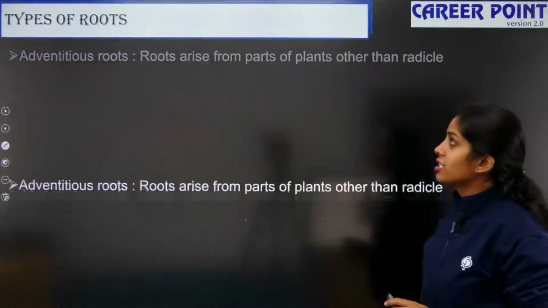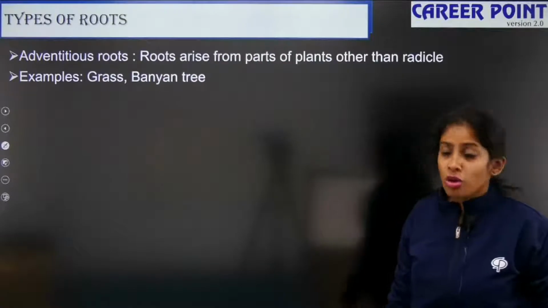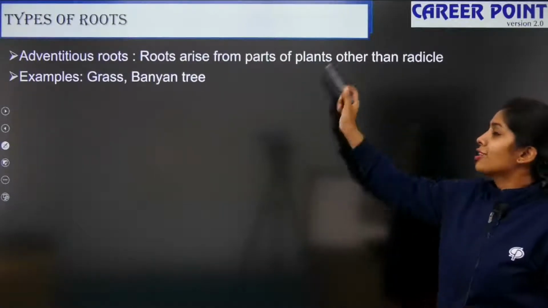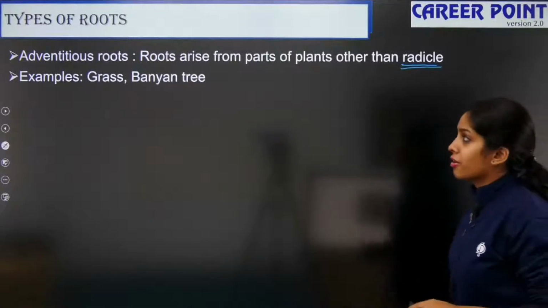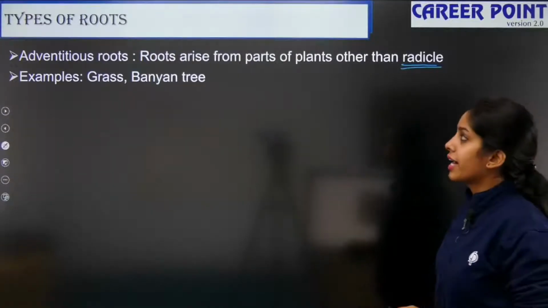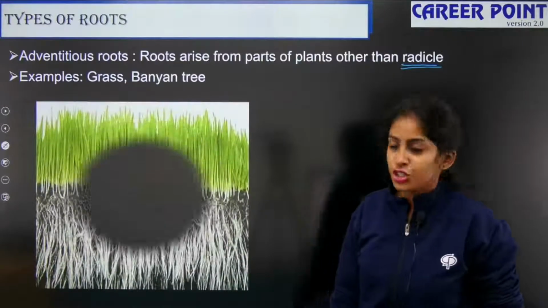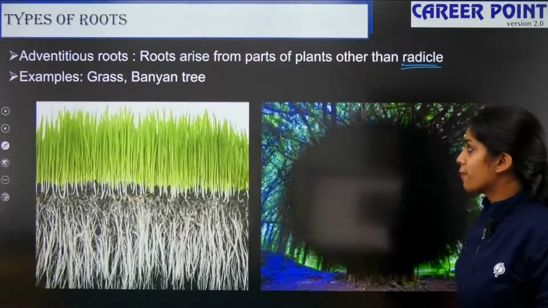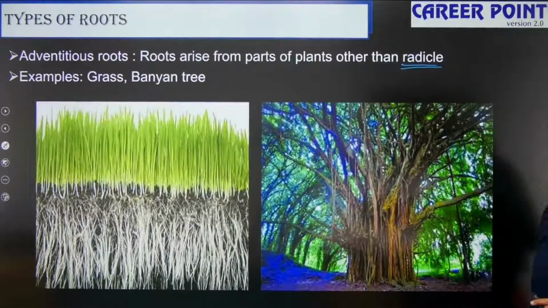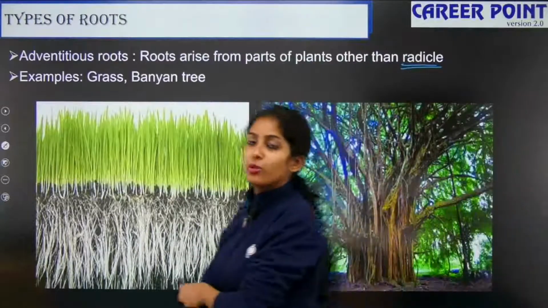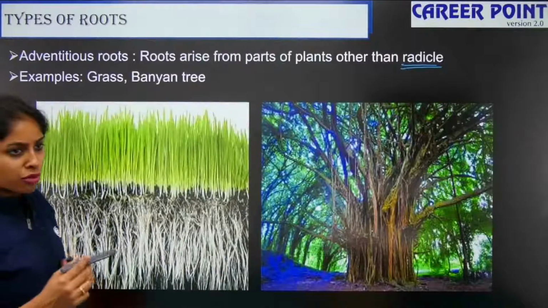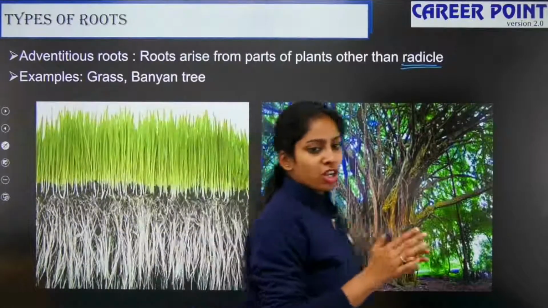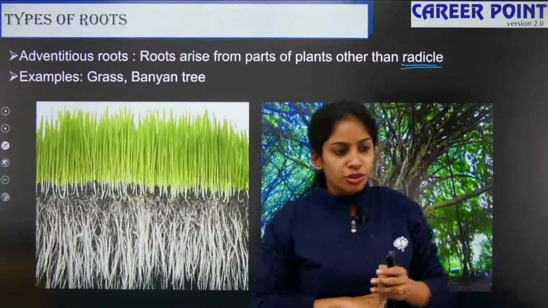Fine. So the last type of root is your adventitious root. These roots arise from the parts of the plant other than the radicle. So examples are your grass and your banyan tree. They are the examples of your adventitious root. So these are the three types of root that I want to talk to you about. Okay. So this is the first point you will remember in case of your roots. Clear? Yes. So shall I move forward? Shall we talk about the storage modification of your roots?